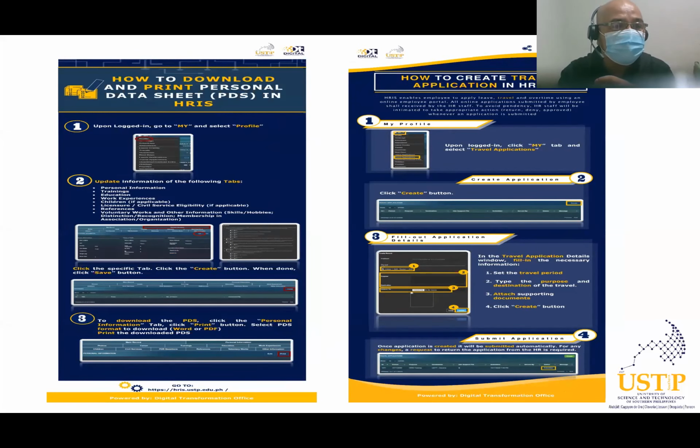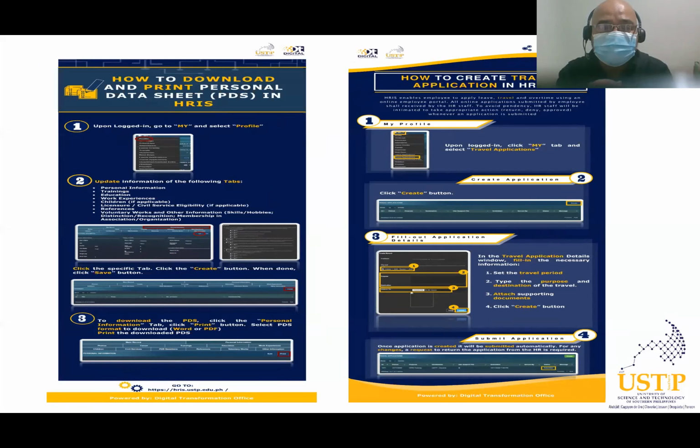Then, how to download and print the personal data sheet. Of course, you can update your personal data sheet, PDS, online in the HRIS. But you need a printout because, of course, if it is required, it has to be notarized and signed. So how to print that? There's an infographic for that.